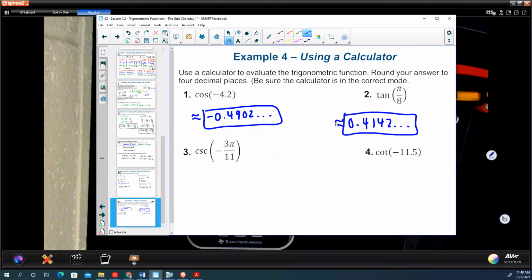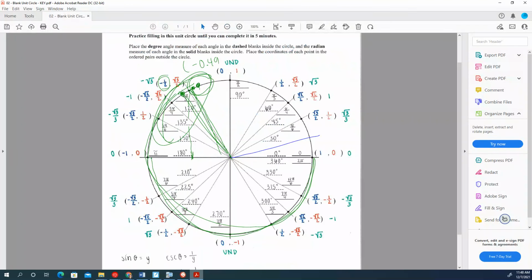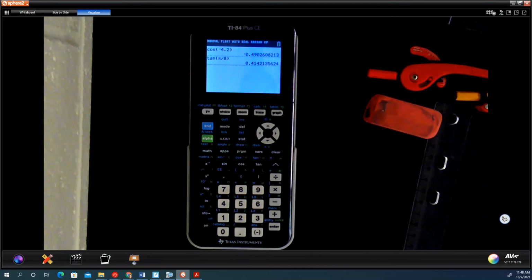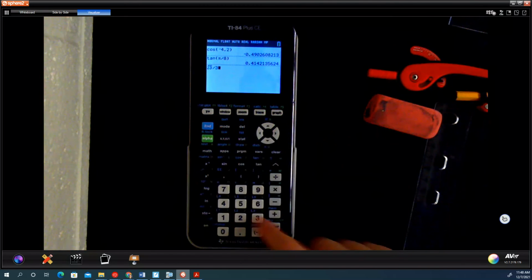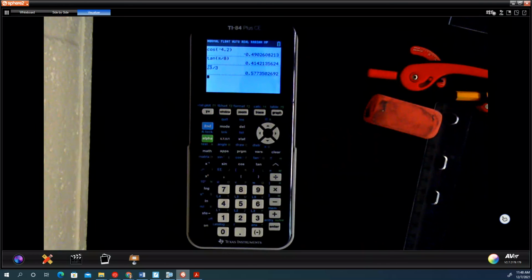Another reason why that makes sense, think of square root of 3 over 3 as a decimal. It's like 0.5, so obviously pi over 8 is going to be less than pi over 6, so that tangent value is smaller, that y over x is smaller.